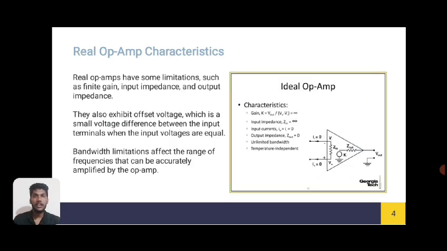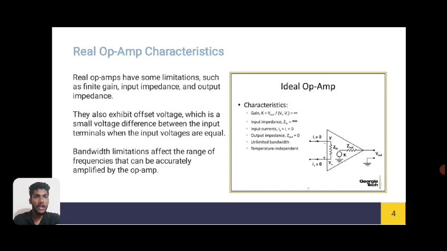So next one is real op-amp characteristics. What do you mean by real op-amp characteristics? Real op-amps have some limitations such as finite gain, finite input impedance, and non-zero output impedance. They also exhibit offset voltage, which is a small voltage difference between the input terminals when the input voltages are equal. Bandwidth limitations affect the range of frequencies that can be accurately amplified by the op-amp.